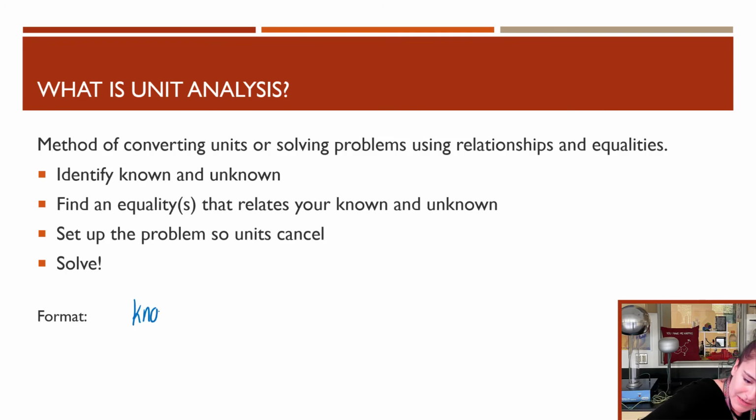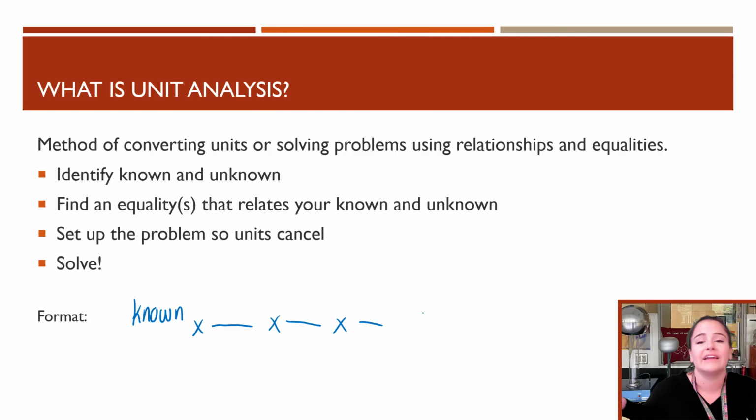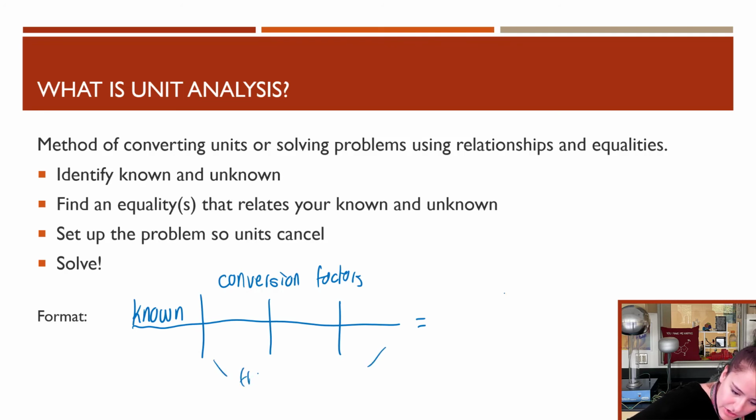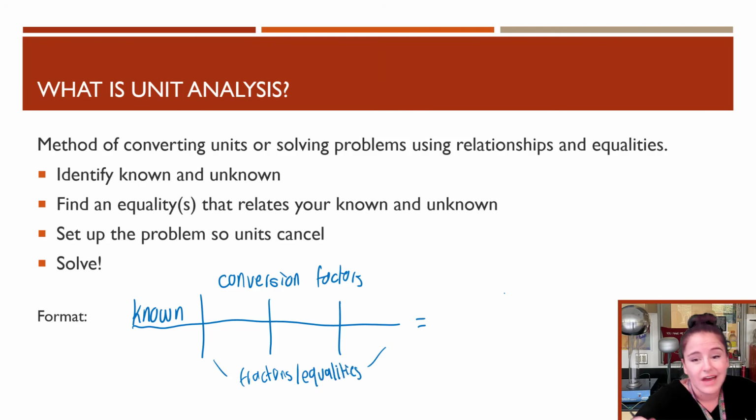So the format will always be known, and then I tend to do times in a line, and times in a line, and times in a line if I have 3 conversion factors, but the shortcut form of that is to just do it like this. So we have our conversion factors here as fractions. These are fractions / equalities, where the top and the bottom are equivalent to each other. And that should always equal our unknown units. Let's look at this in an example to make a little bit more sense.